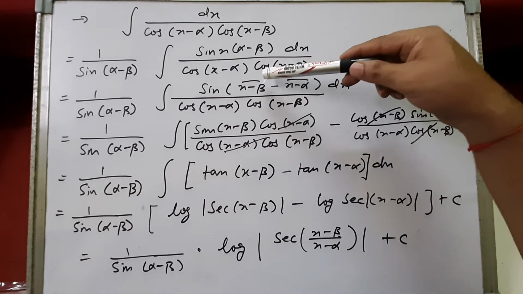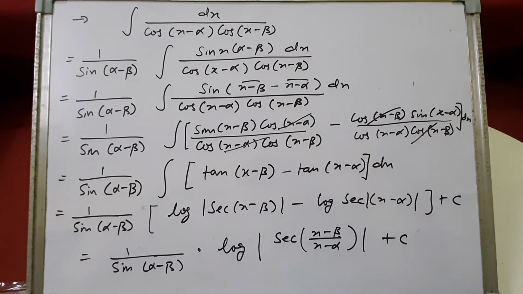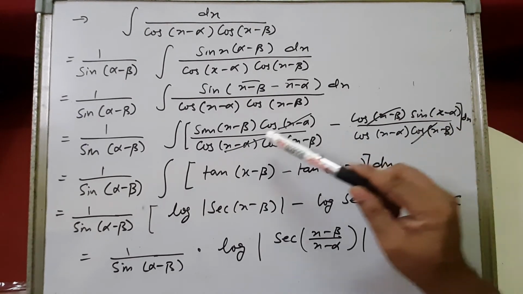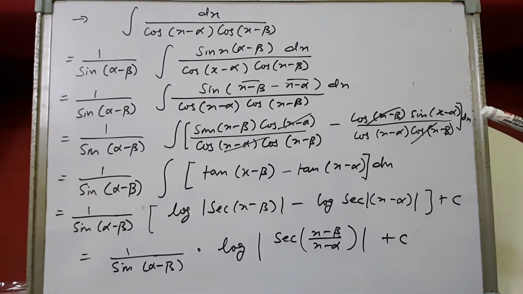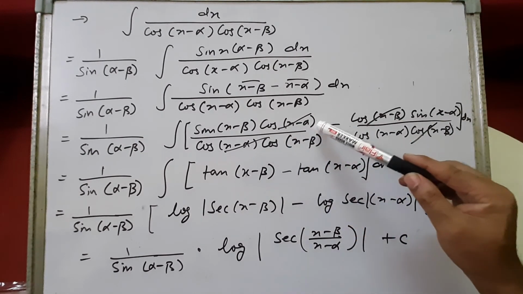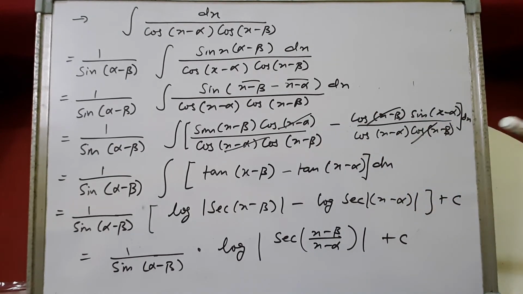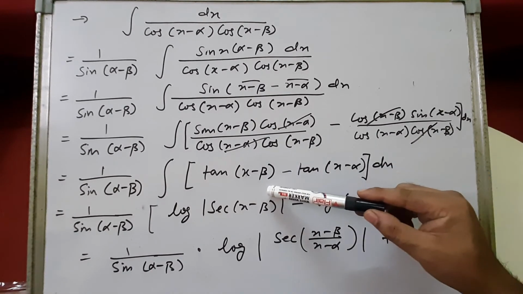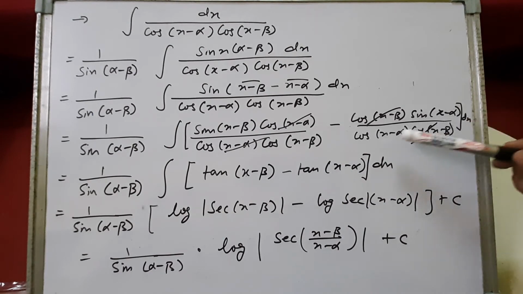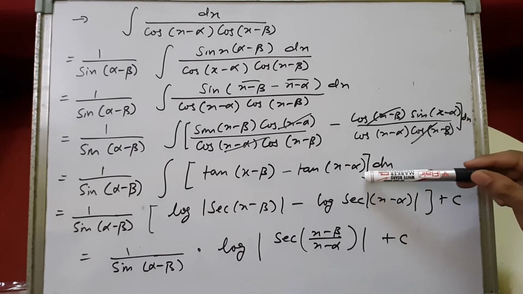Now we'll apply the sin(a minus b) formula: sin a cos b minus cos a sin b, right? So when we do that and write the terms separately, it will become sin(alpha minus beta) into cos(x minus alpha) minus cos(x minus beta) sin(x minus alpha). So cos(x minus alpha) and cos(x minus alpha) will get cancelled, and similarly cos(x minus beta) and cos(x minus beta) will get cancelled. Sin(x minus beta) upon cos(x minus beta) will become tan(x minus beta), and sin(x minus alpha) upon cos(x minus alpha) will become tan(x minus alpha).